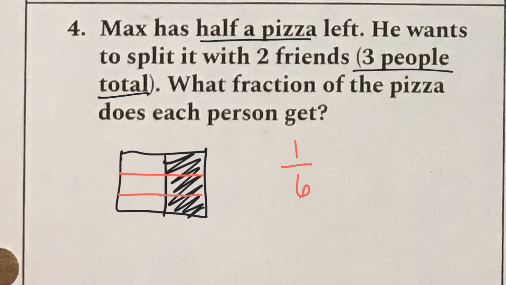And so if you mathematically wrote this out, you would do a half divided by 3 gives me 1/6. And you should think of it as reasonable because it should be a lot less of a fraction, because we're dividing half of a pizza into 3 sections. So that would give you 1/6.